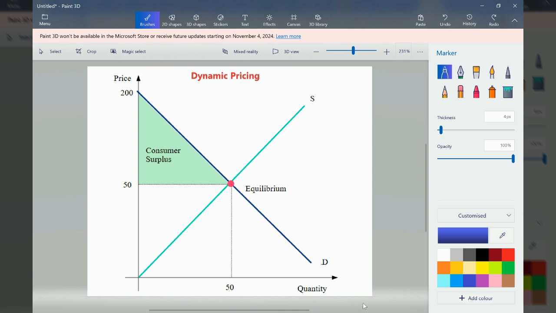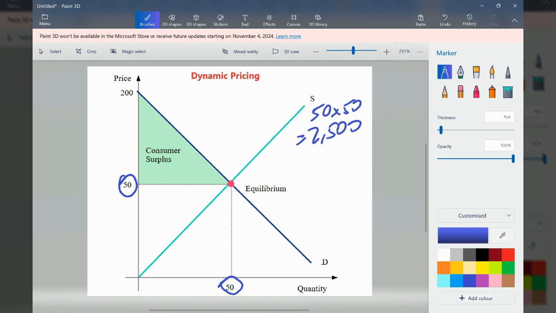So to explain the concept of dynamic pricing and how it can be used to maximize total revenue, we'll just look at the original concept here of total revenue, which is price times quantity demanded. So 50 by 50 is 2,500.